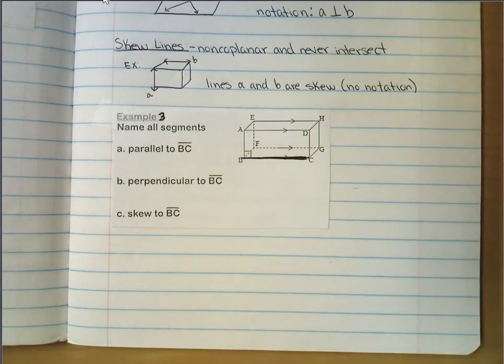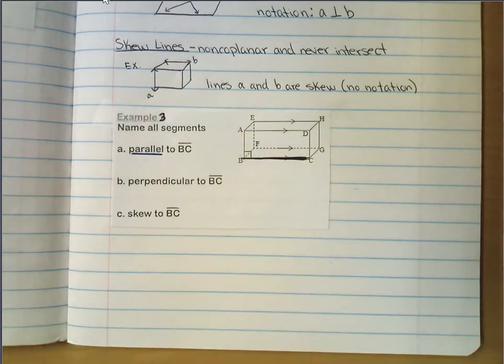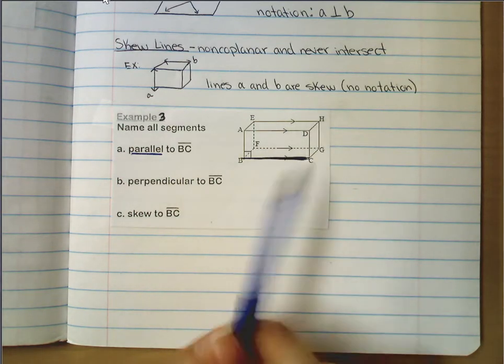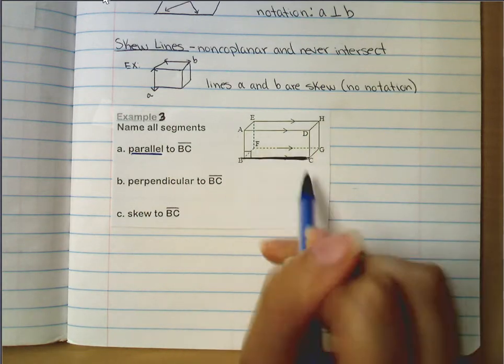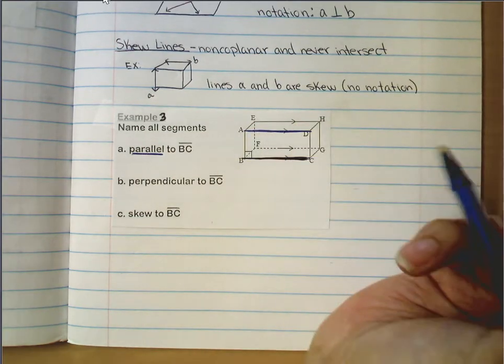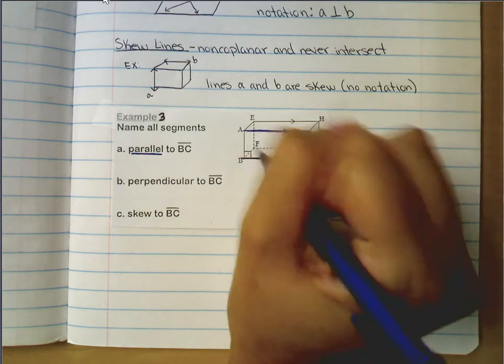They're asking me to find a line or a segment that's parallel to BC. So parallel means it has to be on the same plane, so on the same face of that box, and it can never intersect. So if I'm looking at the front side of the box, AD is going to be parallel. And a way you can tell it's parallel, those arrows right here, that means they're parallel. So I'm going to say segment AD.